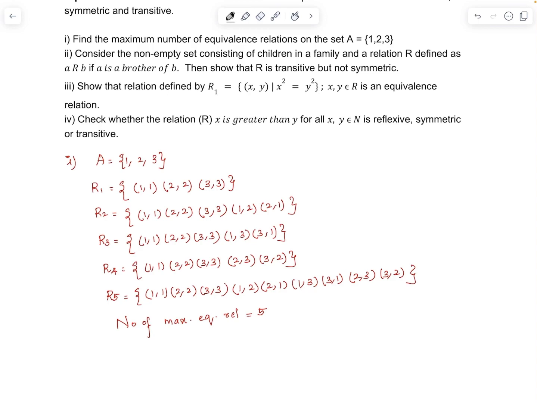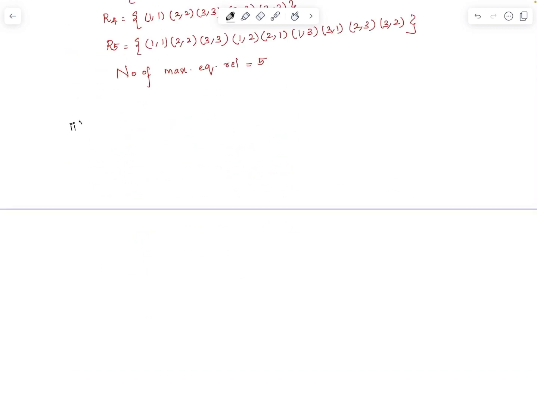Question 2. Consider the non-empty set consisting of children in a family and a relation R defined as A R B if A is a brother of B. Show that R is transitive but not symmetric. So the relation given in the question is A R B. The meaning of this is A is a brother of B. And we have to check if this is transitive and symmetric.